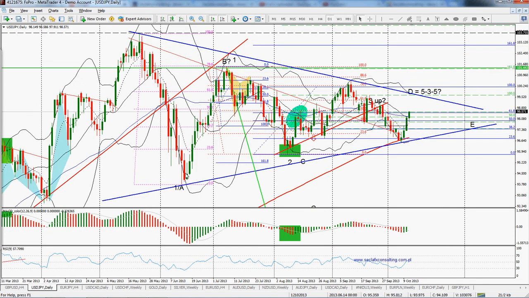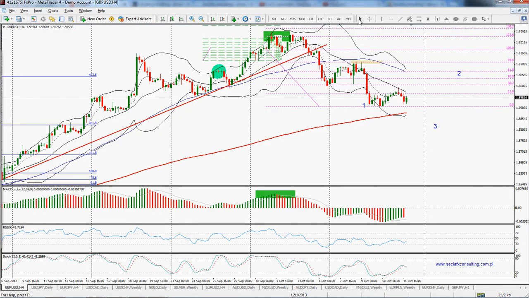So you can see how long it takes to form this triangle. Okay, we have turned here, and this will be most probably the D leg, then we have an E leg, and then we'll break to the upside, most probably. Okay, so this is the possible scenario. So now I'm expecting that the market will go to the upside and then react to the downside again.